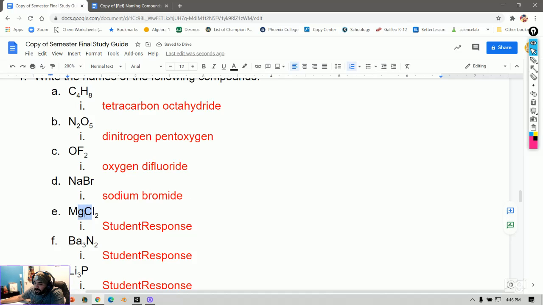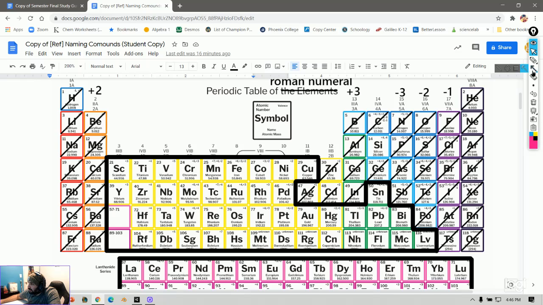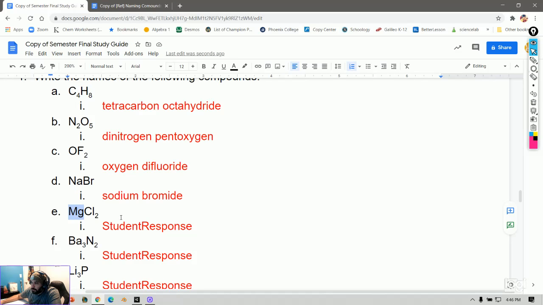So here's magnesium and chlorine. Now, a little trick. The first element is going to be the metal. That's the only one that's going to need the Roman numeral. So I'll take magnesium here and look for it. Magnesium is right there. It is not inside the box, so it does not require a Roman numeral. So I'm going to go ahead and write magnesium chloride, right? Because the second one should always get the IDE name.